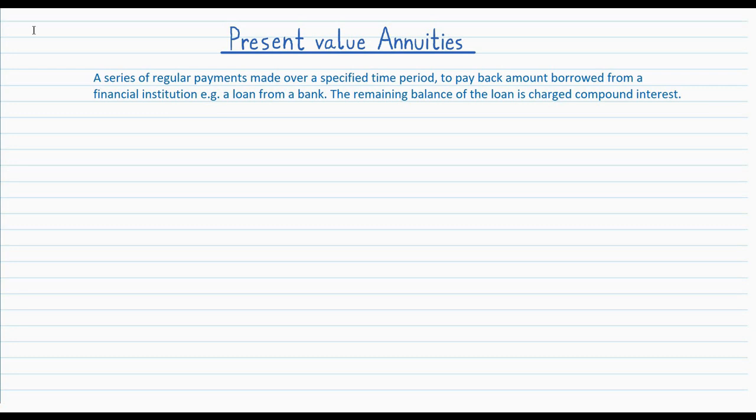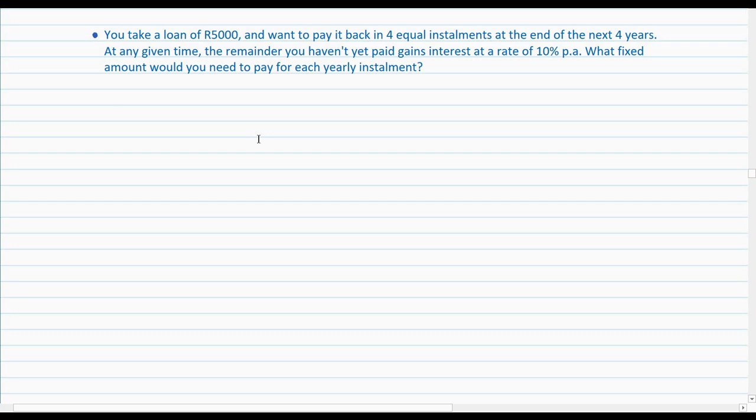Here's an example which I'll use to demonstrate how the present value annuity equation is derived, similarly to how I did with the future value annuity equation. You take a loan of 5,000 Rand and want to pay it back in 4 equal installments at the end of each of the next 4 years. At any given time, the remaining amount of your loan, which you haven't paid, gains interest at a rate of 10% per annum. What fixed amount would you need to pay for each yearly installment?